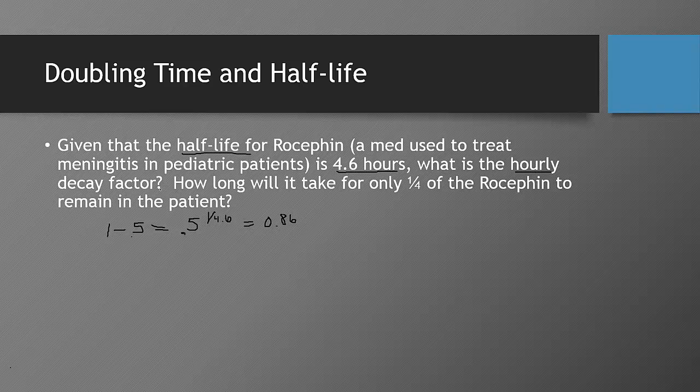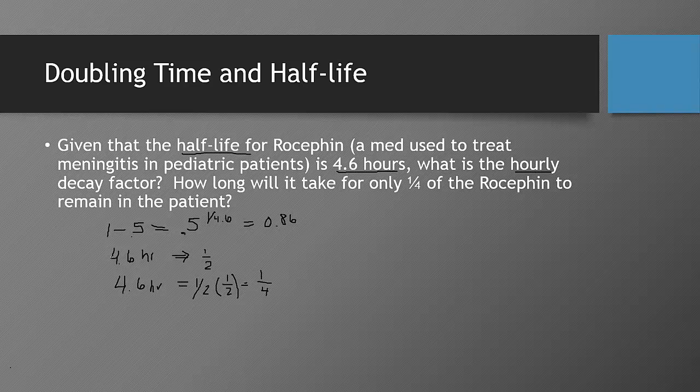Now, the second question. How long will it take for only 1/4 of the Rocephin to remain in the patient? So we know that over the course of 4.6 hours, the amount of Rocephin goes down to 50%, to half. And then over the next 4.6 hours, it's going to go to half again. So that means we would have 1/2 of the 1/2 that was there. And so if we multiply those, we would end up with having 1/4.